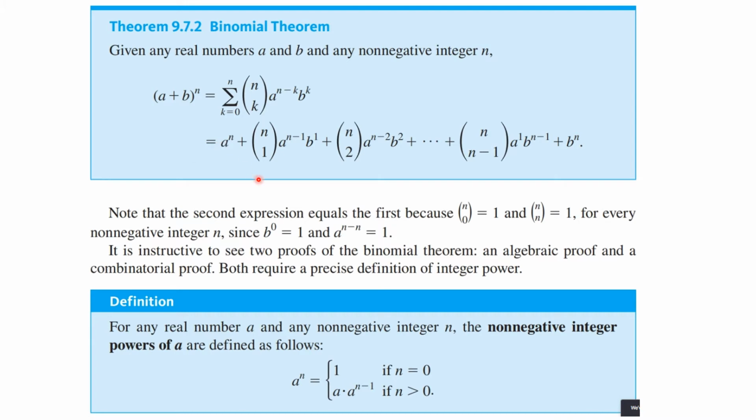So you start out with 1, you go to n, and then you have all of these other binomial coefficients, like n choose n minus 1 here. Realize that since this is n choose 0, that is 1, and this is n choose n, that is also 1. We do have to remind ourselves that a to the 0 is equal to 1, and a to the n, if n is greater than 0, is a times a to the n minus 1. We'll use that in our proofs.